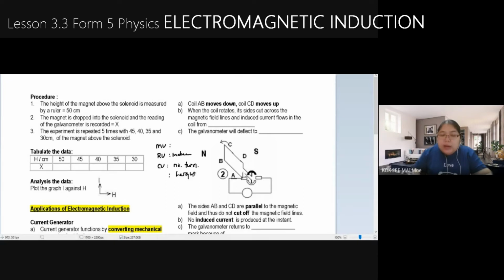Now the manipulated variable I want to say is the magnetic field. How to increase the magnetic field? You tell me how to control it. The meter rule is here, the magnet is here, you put it in the solenoid, joined with the galvanometer. How do you control the magnet to become stronger?